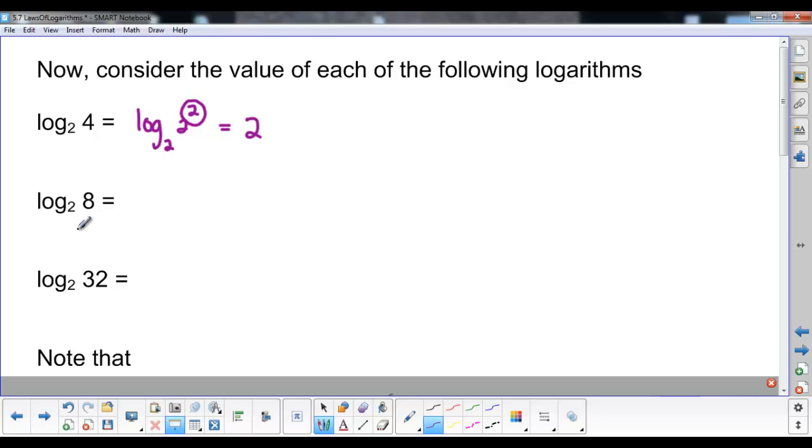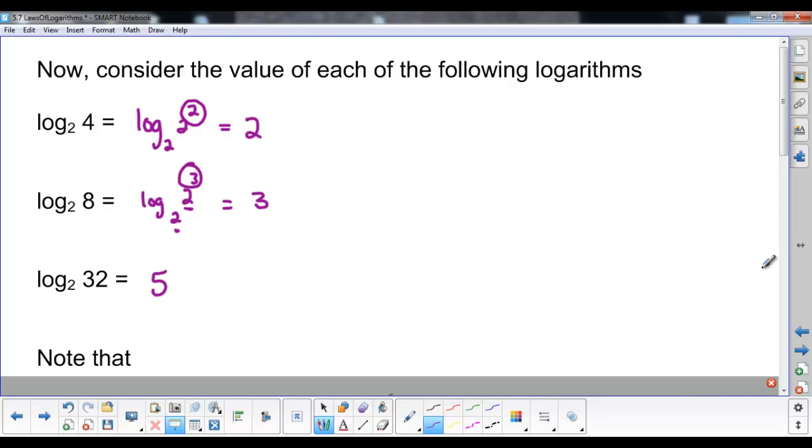For the next question, 2 to what power will give you 8? If you want to write it out, you can say that 8 is really 2 to the power of 3, and because our bases are equal, I can say our final answer is just this exponent. And finally, 2 to what power will give you 32? If you follow the same pattern here, you'll know that the answer is 5.